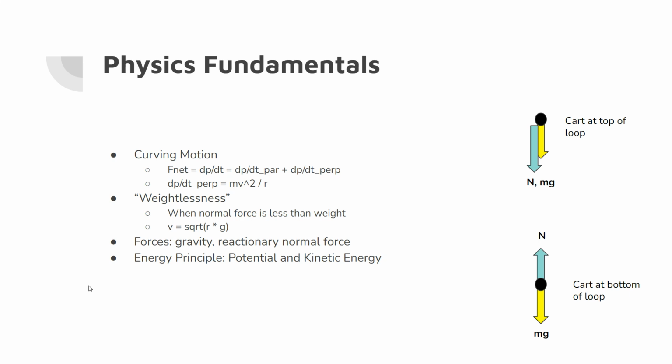In the energy principle, we have potential and kinetic energy. At the top of the loop, gravitational potential energy is quite large, and kinetic energy is actually lower. But as the cart travels down from the top to the bottom of the loop, speed increases and that potential energy gets transferred into kinetic energy, and the car starts to move faster and faster and faster.